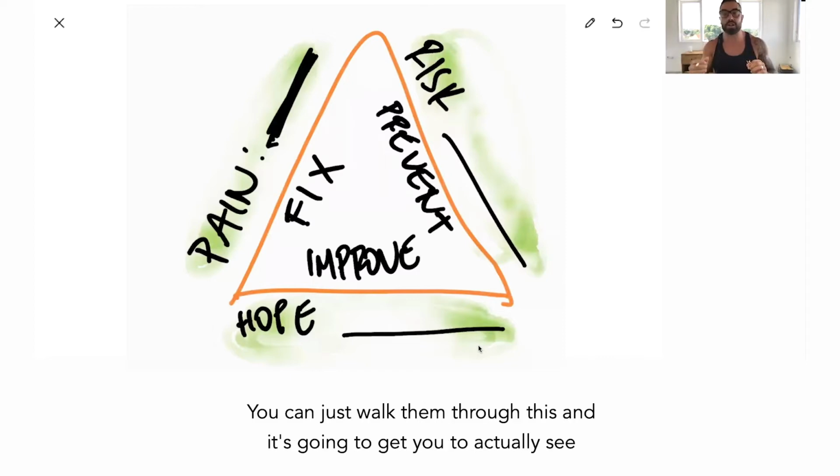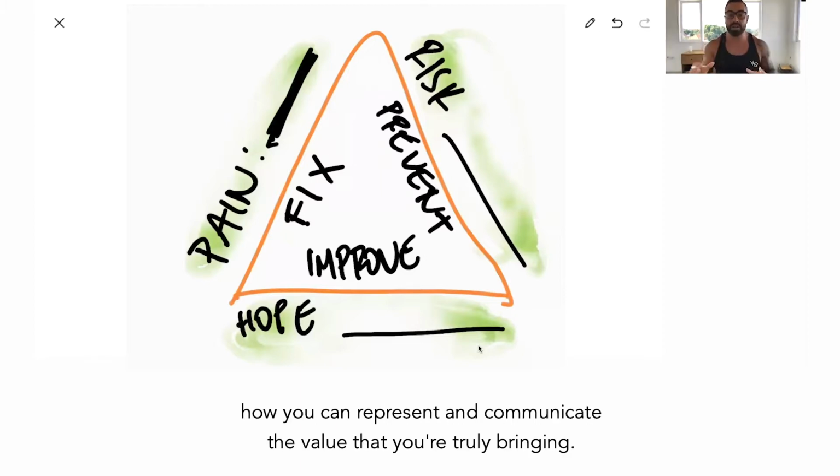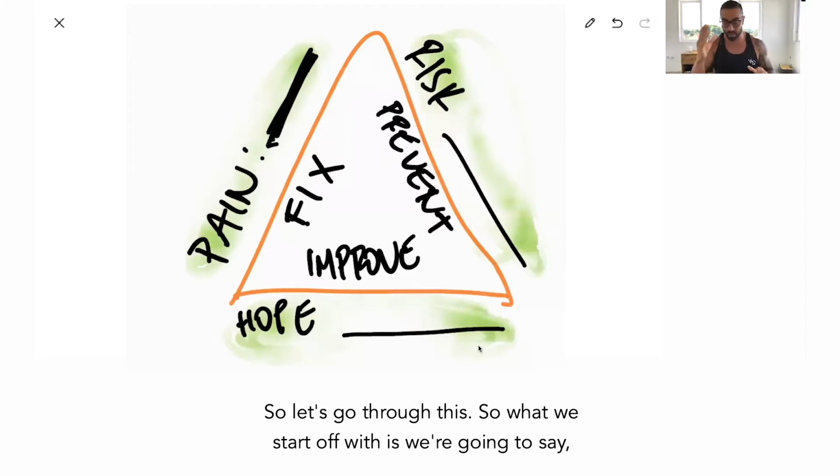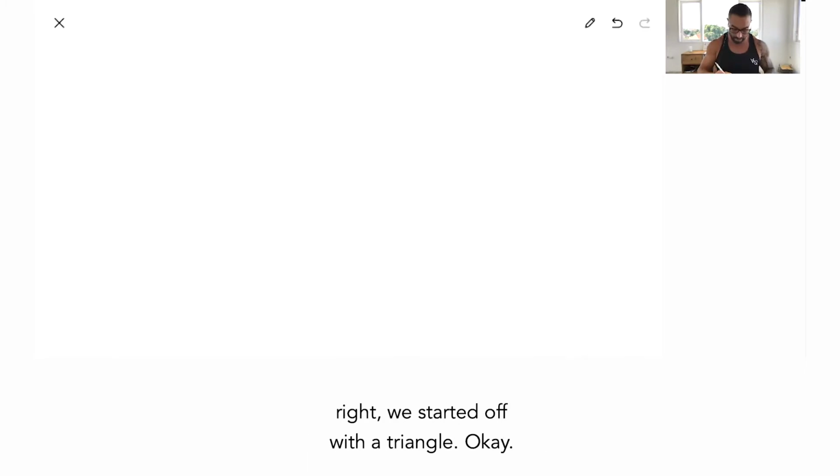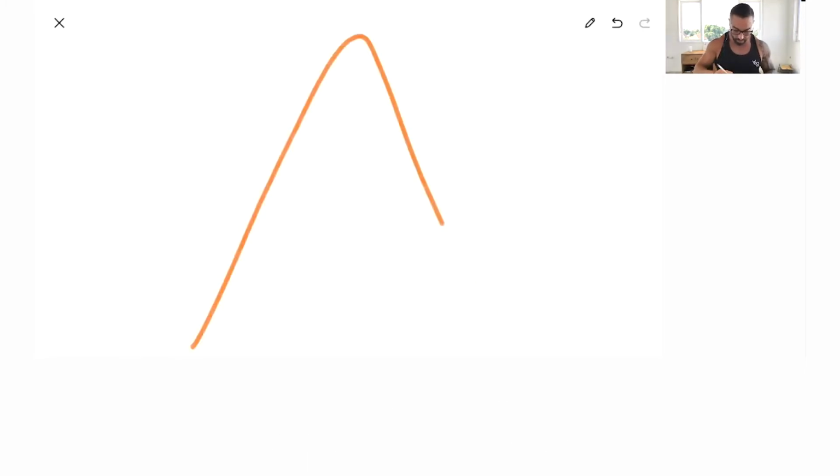Worst case scenario, you can just walk them through this, and it's going to get you to actually see how you can represent and communicate the value that you're truly bringing. So let's go through this. What we start off with is a triangle, okay?